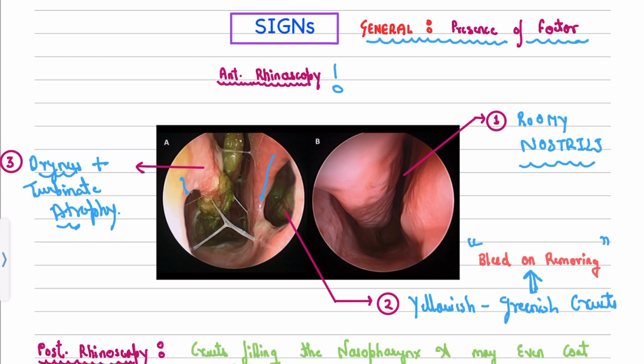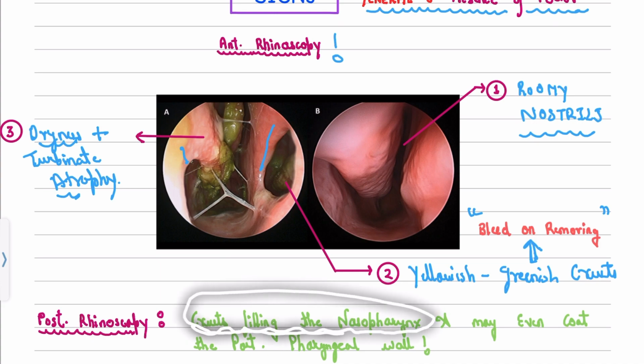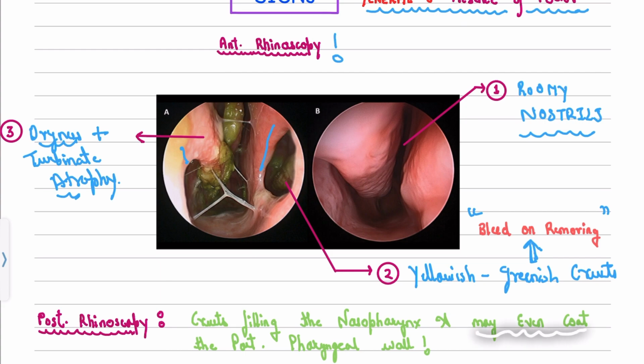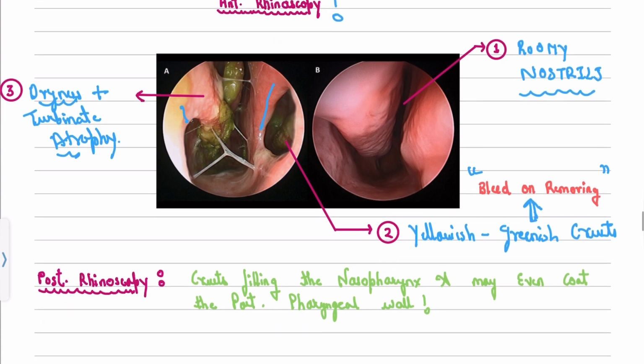All right. Now, on posterior rhinoscopy, what do we see? Crust filling the nasopharynx, and the amount of crust becomes so much that it may even coat the posterior pharyngeal wall. Otherwise, findings of anterior rhinoscopy are much more important than findings of posterior rhinoscopy.